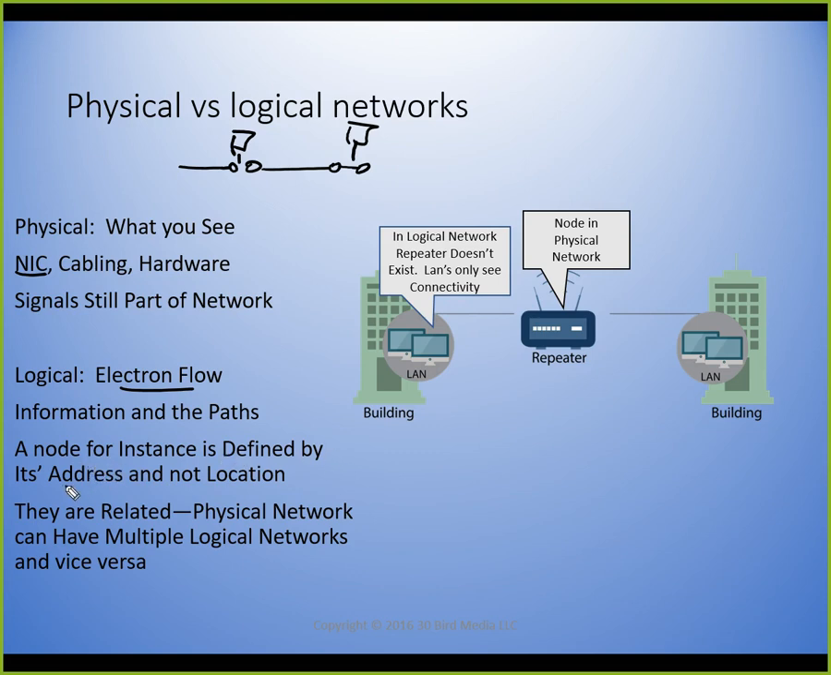A node, for instance, is defined by its address and not its location. Physical location. Is it on the third floor? I don't really care. What I care about is its IP address, its network address, how to get from one to the other. They're related. The physical network can have multiple logical networks and vice versa. And I think this is right out of the book. In a logical network, the repeater doesn't exist.